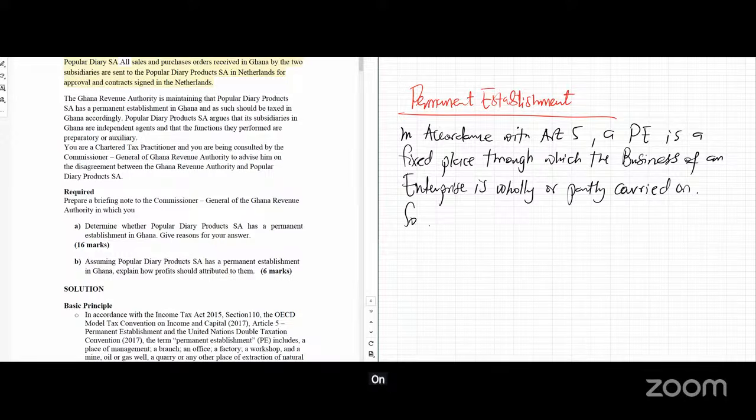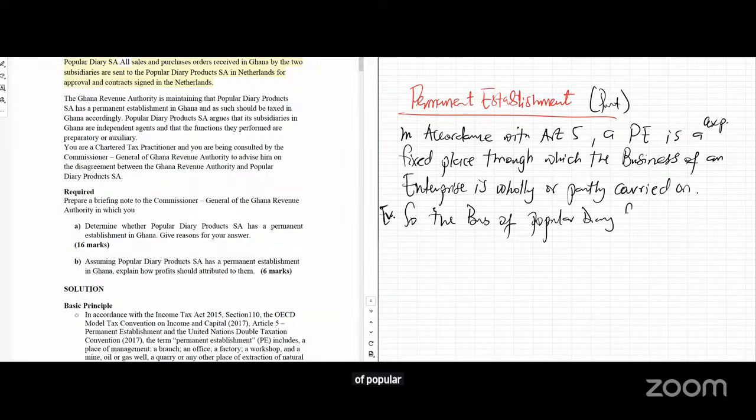So, are you getting it? Remember: point, explanation, and proposal, then what? Evidence. Didn't I teach you this? This is how we answer questions. So, the business of what? Of Popular Diary.